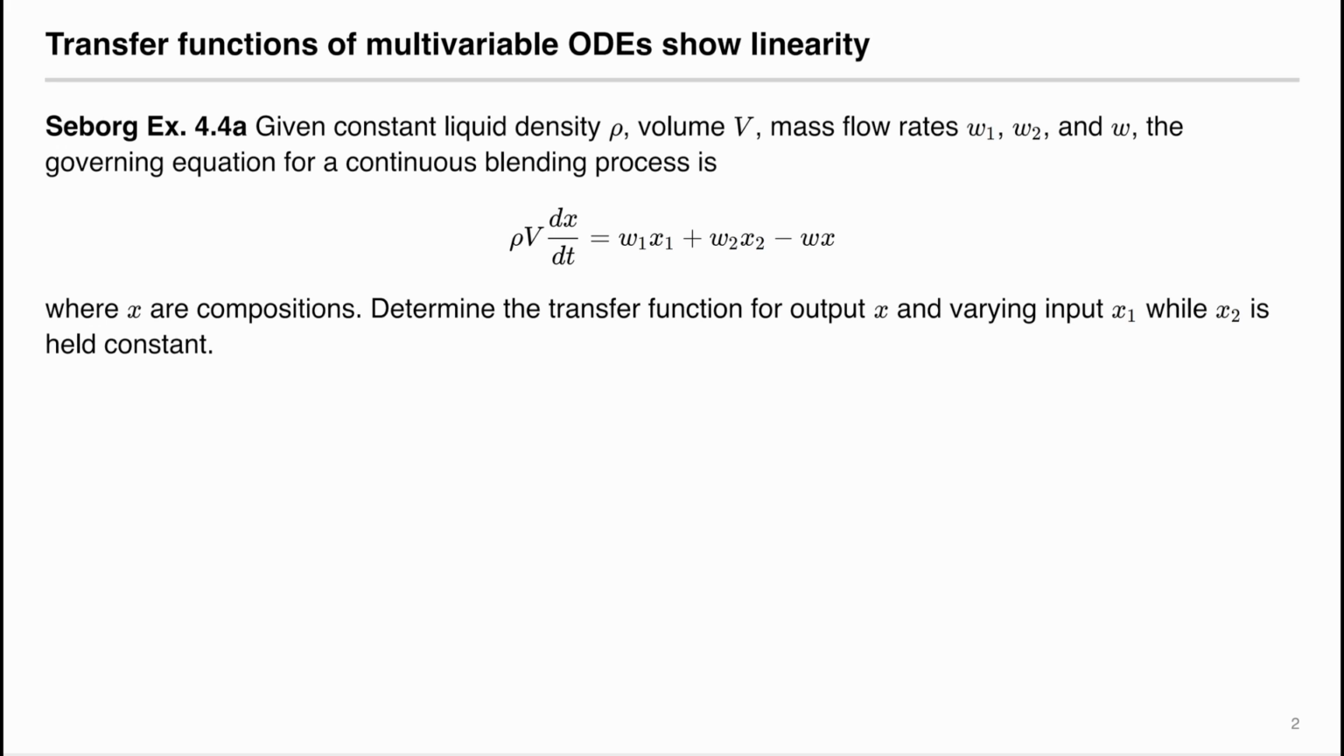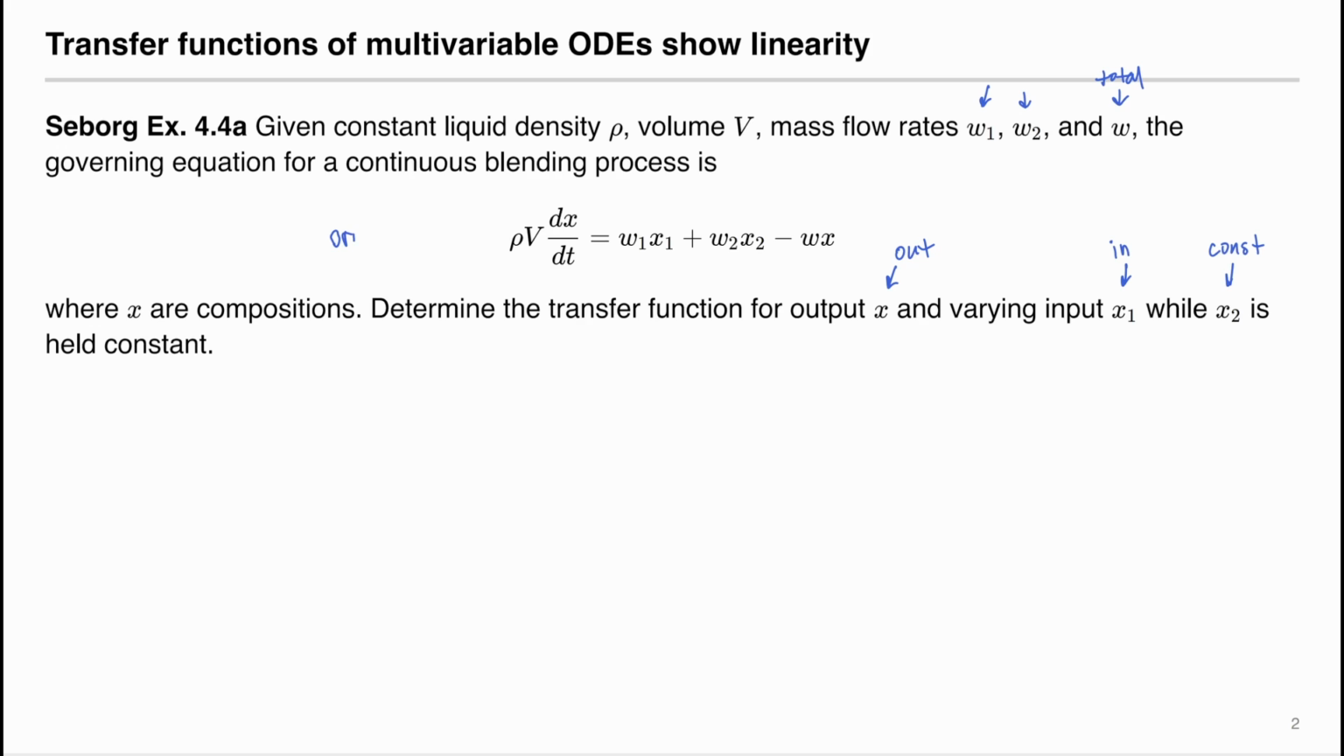Given constant liquid density ρ, volume V, and mass flow rates of W1 and W2, we have individual one. And the big W is the total flow rate. And we have the governing equation here. The small x are the compositions, and the big X is the total composition, which is the output, and we have a varying input of X1, while X2 is held constant. So we have identified our constants, input, output, and the governing equation.